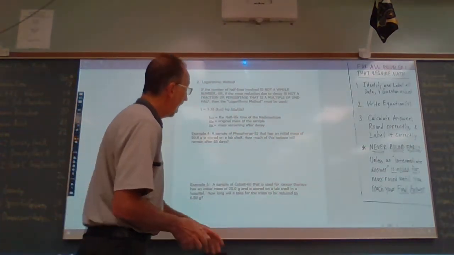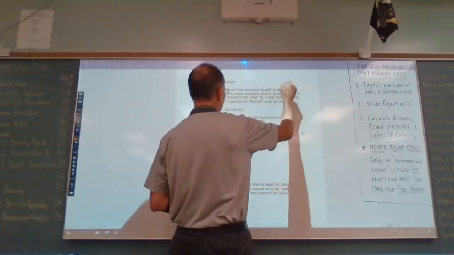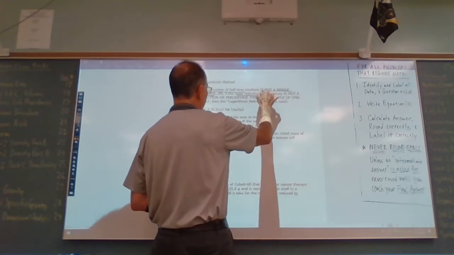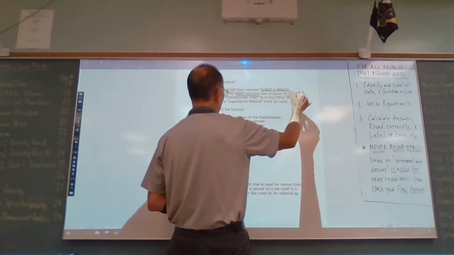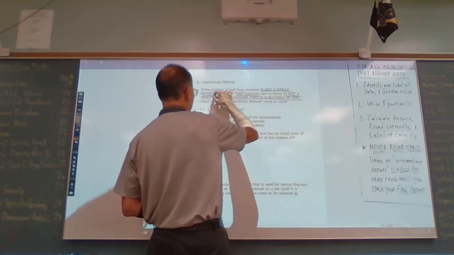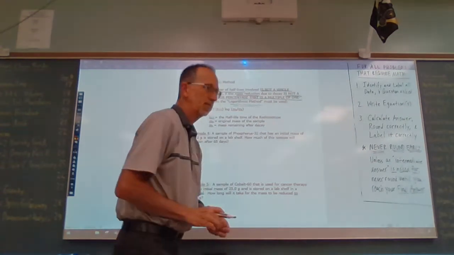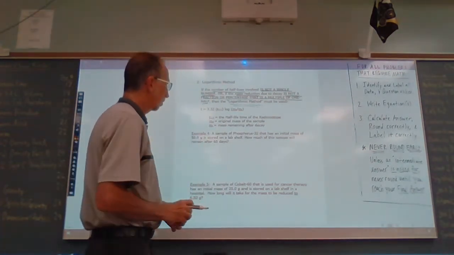So if the number of half-lives involved is not a whole number, or if the mass reduction due to decay is not a fraction or percentage that is a multiple of 1/2, then we've got to use the logarithmic method. And here is the equation for that.